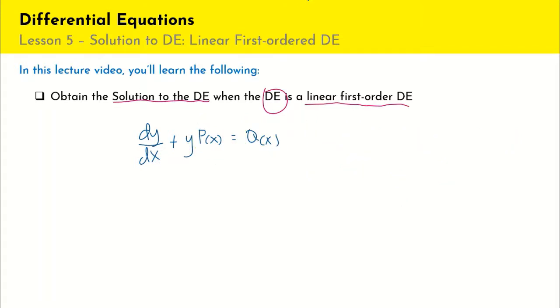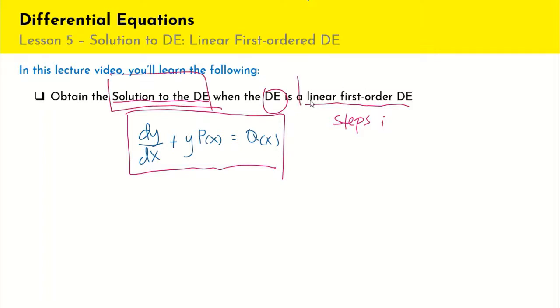Alright. Now, when you already have this kind of syntax or format, you are going to write down the list. Okay, so steps. How do we find the solution to the DE when it is a linear first order DE? Step 1 is to note P of x and Q of x.